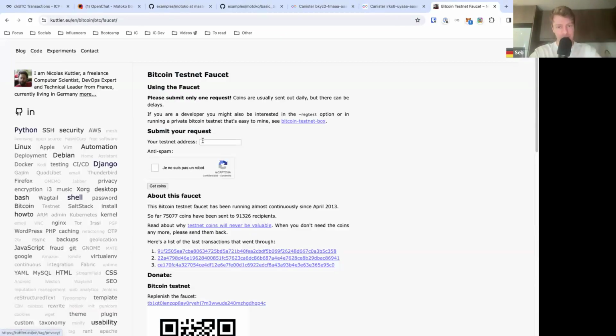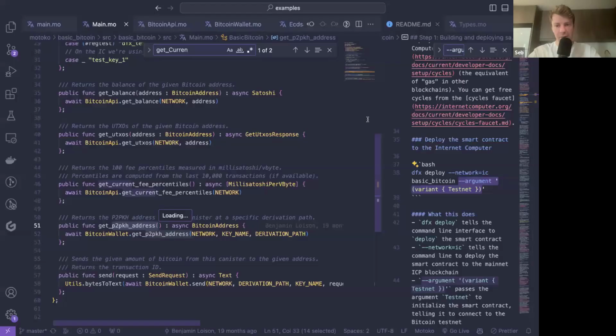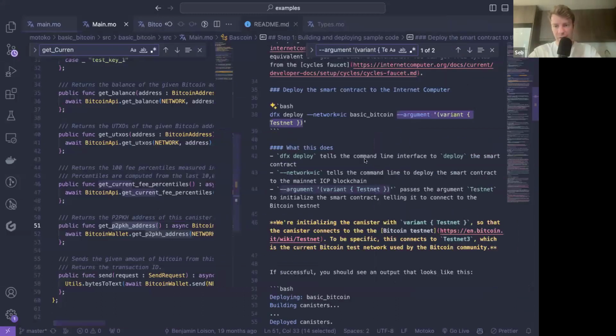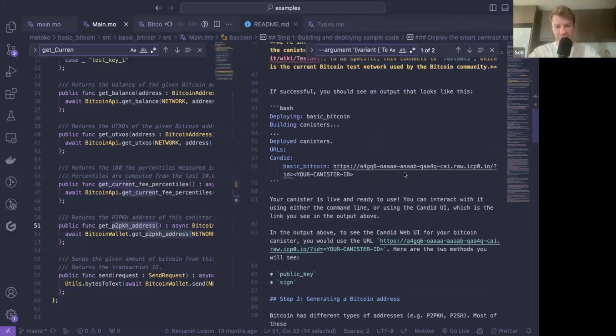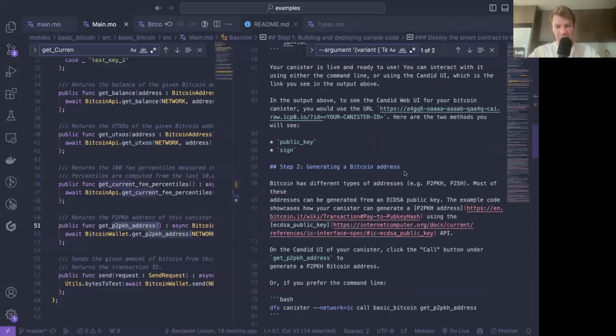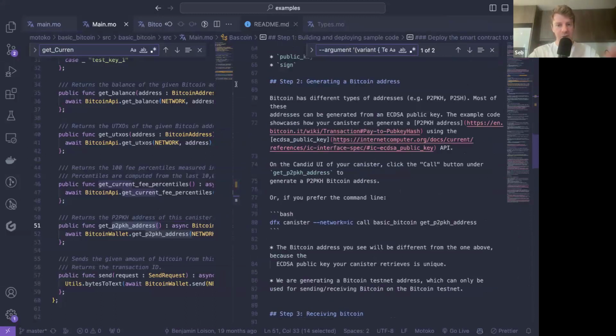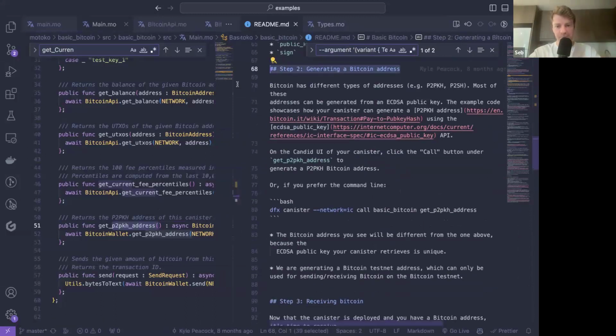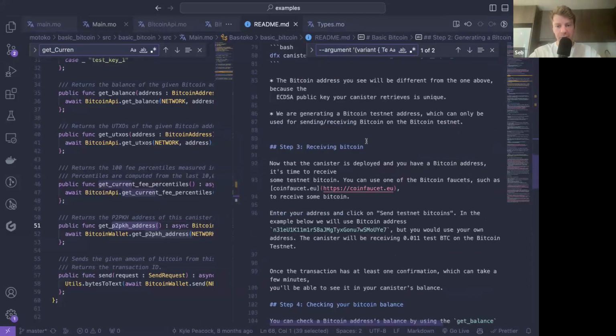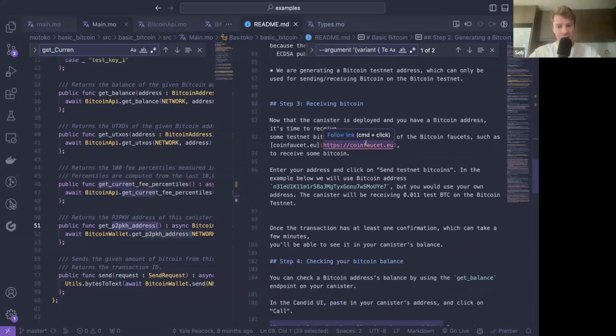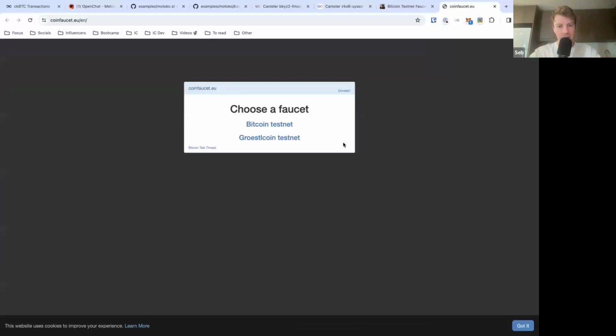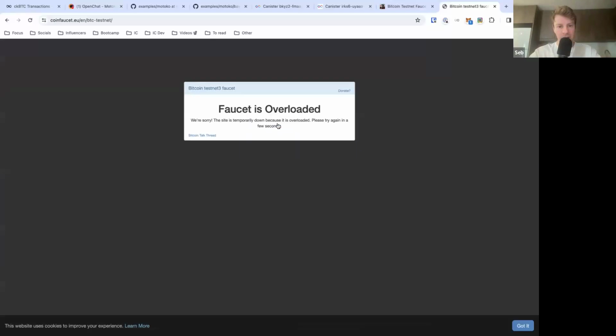It seems that it's super slow. I don't know if we are going to be able to receive Bitcoin. Let me see how they... So yeah, we have done step 2, which is to generate an address and then receive Bitcoin. Okay, that's not great.